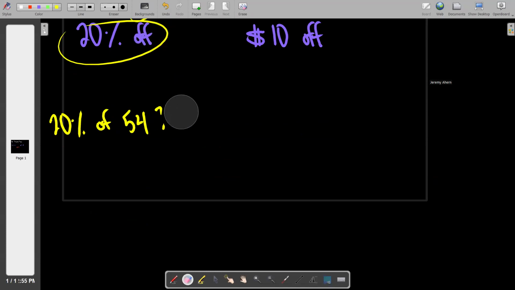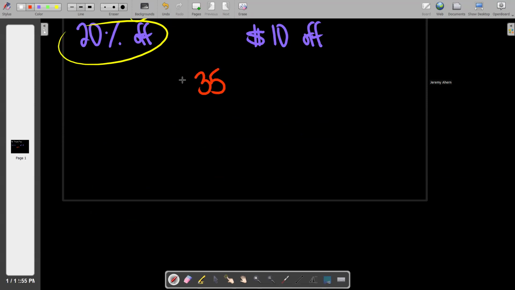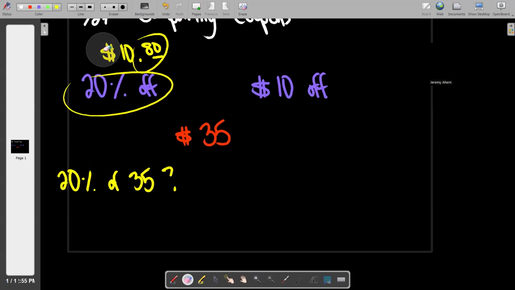And then I want to do the second one twice also. Let's drop that $54 item down to a $35 item. Let's say a shirt or a pair of pants that you have your eye on, 35 bucks. So again, the question is, what is 20% of $35? So $7, right? If I walk up to the cash register and give them my 20% off coupon, I would be saving $7.